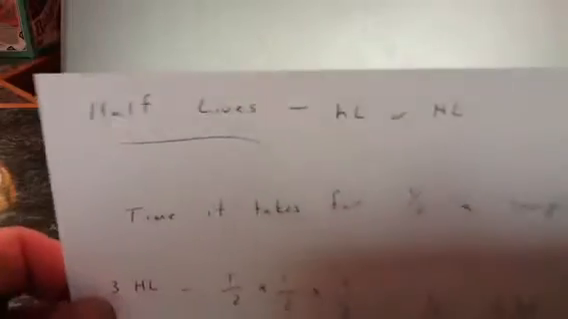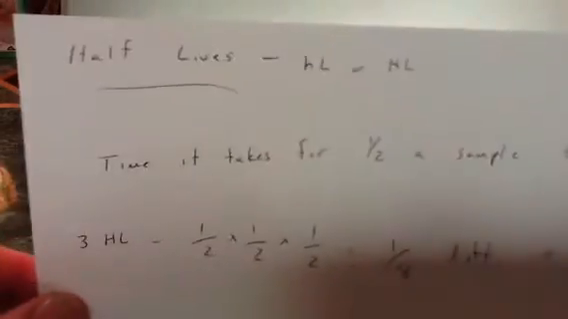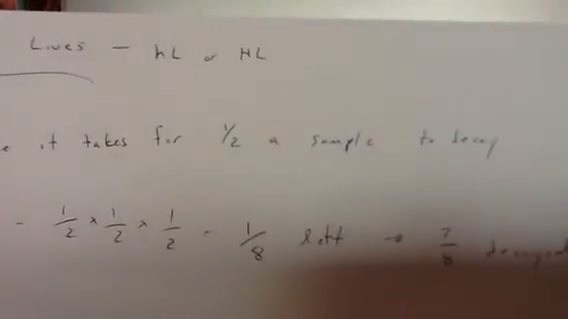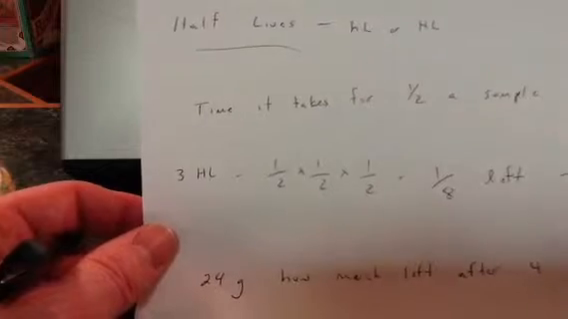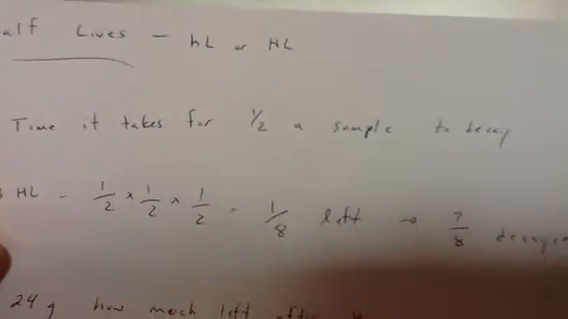The second problem set on page 319 will deal with half-lives, which is abbreviated HL or capital HL. Half-life is the time it takes for 1/2 of a sample to decay. So for example, if we had 3 half-lives, we take a half times a half times a half, which means an eighth would be left, or 7/8 has decayed.